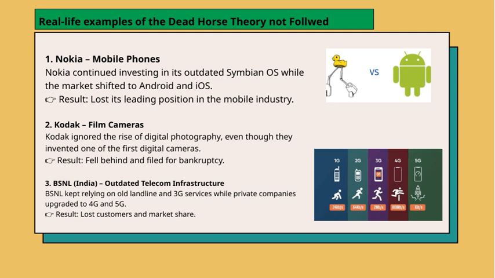Finally, we have BSNL in India. They relied on old landline and 3G infrastructure while private companies moved ahead with 4G and 5G technologies. As a result, BSNL started losing customers and market share because they didn't adapt quickly enough. These examples highlight how clinging to outdated technologies or strategies, what the dead horse theory warns against, can lead to significant setbacks in competitive markets.